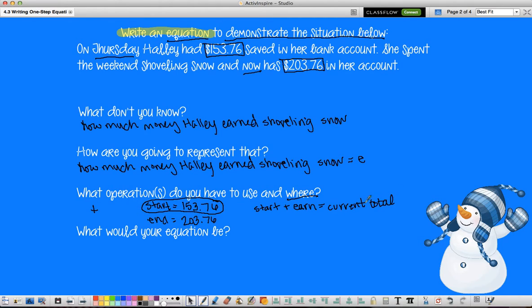It's always a good idea, especially with equations now that we're getting to this point, to write a short statement out in words. The first thing here should always be the start, your operation, and what you're doing with that, and then what it's supposed to be equal to. So in this case, we know she started with $153.76 plus what she earned. Well, that's the unknown for us, so that's going to be plus E, is equal to her current total of $203.76. So our equation is $153.76 plus E is equal to $203.76.